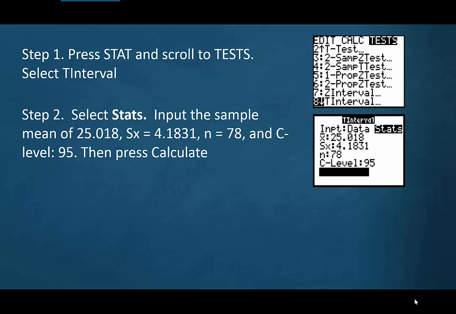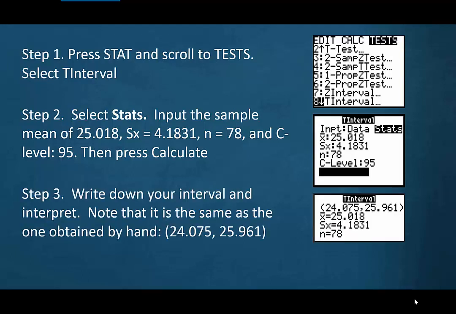And we input our x-bar at 25.018. Our Sx, sample standard deviation, is 4.1831. Our n is 78. Confidence level 95, and press Calculate. We get exactly the same interval we got by hand. Occasionally, again, you'll be off in the rounding, particularly if you use the table.